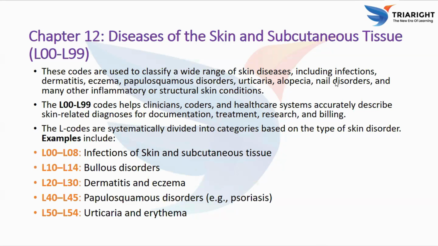So what does this chapter contain? This chapter contains the diagnosis codes that are used to classify the diseases of the skin. So what is the purpose of these codes? These codes help healthcare professionals to document skin related conditions accurately, to plan and monitor treatment, to support the medical billing and also the reimbursement. It also facilitates clinical research and statistics.